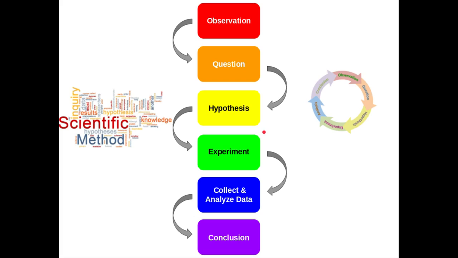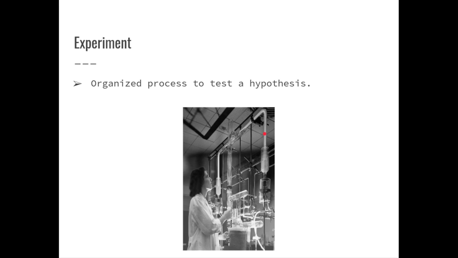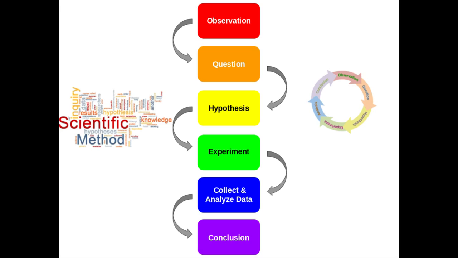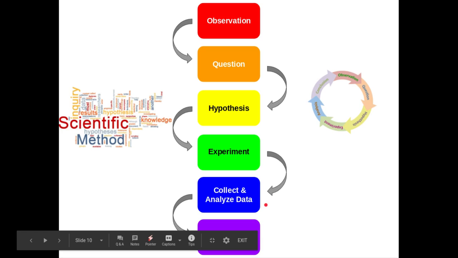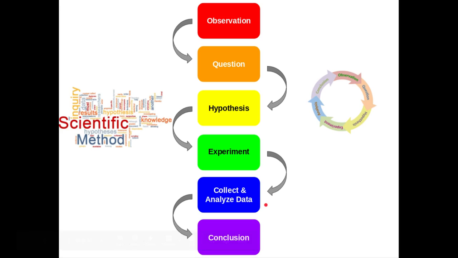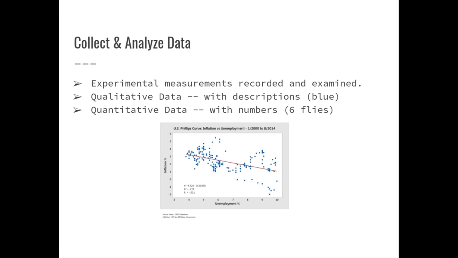Next, we come up with an experiment, which is the 4th step in the process, and it is an organized process to test a hypothesis. So you are coming up with a way to test the if-then statement of your hypothesis. Next, we're going to collect and analyze our data from our experiment. When we collect and analyze our data, we are going to have it in 2 forms, a qualitative data form or a quantitative data form. These are our experimental measurements that were recorded. We collected them, and now we're going to analyze them.